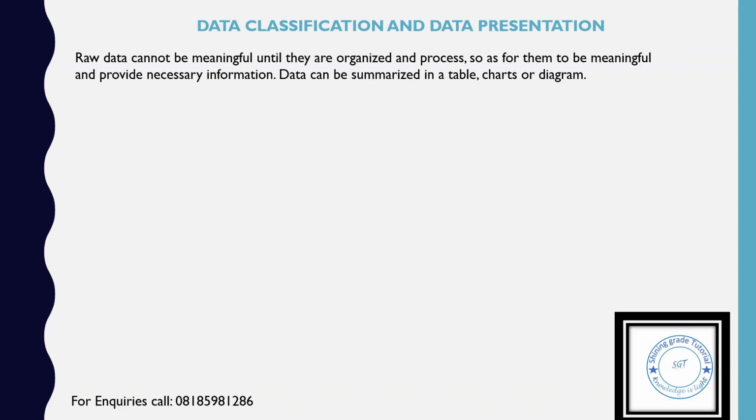So data can actually be presented in a table, in a chart, in a diagram. We are still going to talk about that. We are going to have data presentation in a pie chart, in a histogram, and other forms too. So that actually gives us more information. We can classify data according to geographic location, quality, quantity, and time.